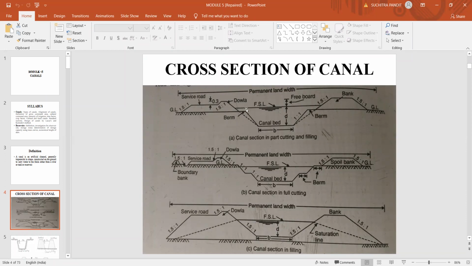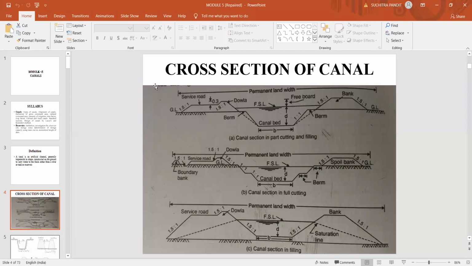And you can see the full supply level of the canal. So about 0.3 meters or 0.5 meters will be given as the freeboard. Below that you have the full supply level of the canal. So this is the water surface elevation of the canal, and this is the bed width of the canal, and the horizontal portions on the sloping side is called the berm, over which you have the consolidated earth on either side, which are also called the embankments or bank, or it may also be called the spoil bank. So these are the typical cross sections of the canal.